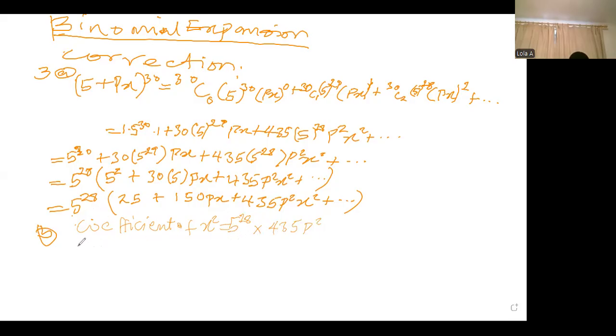Then coefficient of x will also be 5 raised to power 28 times 150p. That's coefficient of x. So let me allow you to write this. When you are done with that, I will now move to the next page. Is that clear?